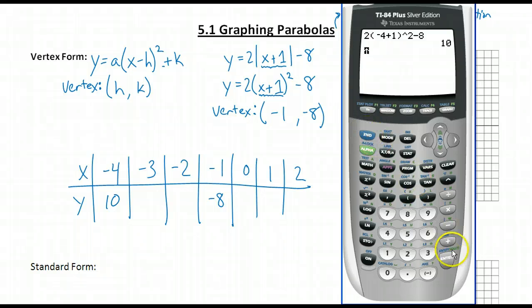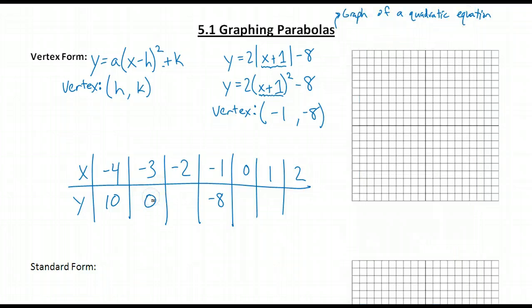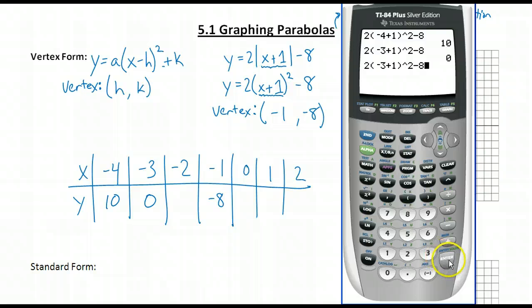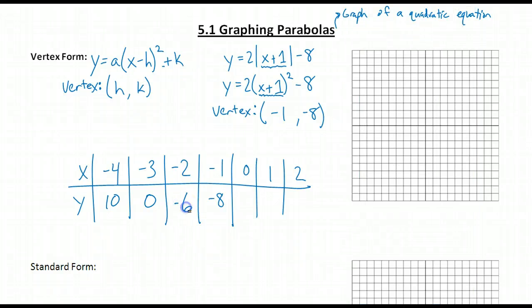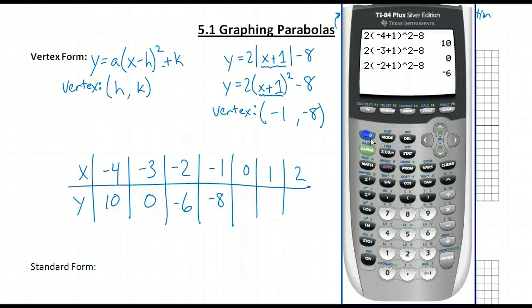Now I'm going to hit second enter, and when I hit second enter, the previous entry pops up, and I can scroll over and change my -4 to a -3. Do the same thing with -2. -1, we already know the answer for, so let's go to 0. And when I go to 0, I have to delete this negative sign.